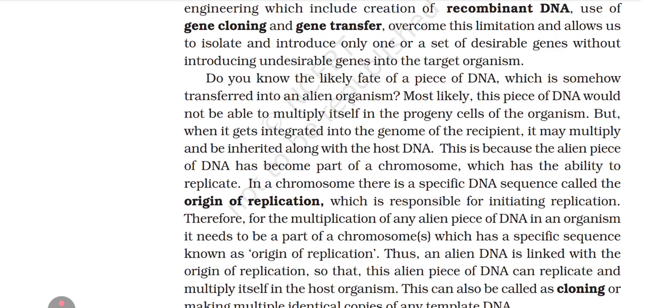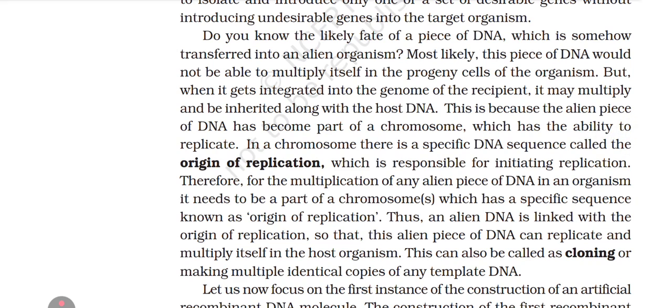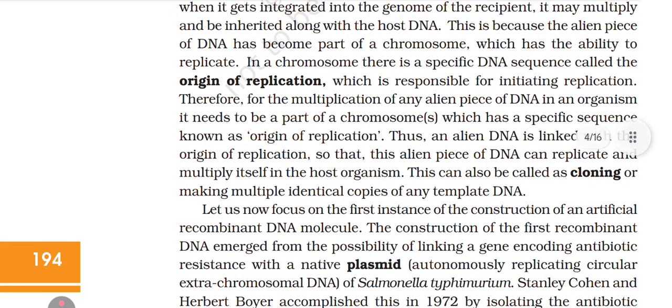In a chromosome, there is a specific DNA sequence called the origin of replication, which is responsible for initiating replication. Therefore, for the multiplication of an alien piece of DNA in an organism, it needs to be a part of a chromosome, which has a specific sequence known as origin of replication. Thus, an alien DNA is linked with the origin of replication so that this alien piece of DNA can replicate and multiply itself in the host organism. This can also be called cloning, or making multiple identical copies of any template DNA.